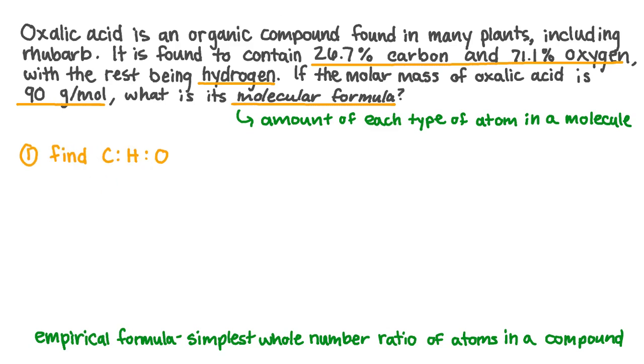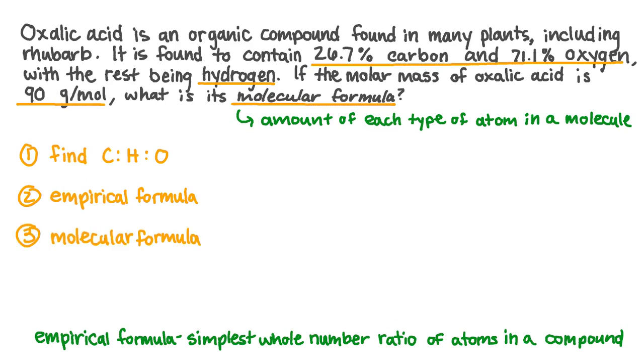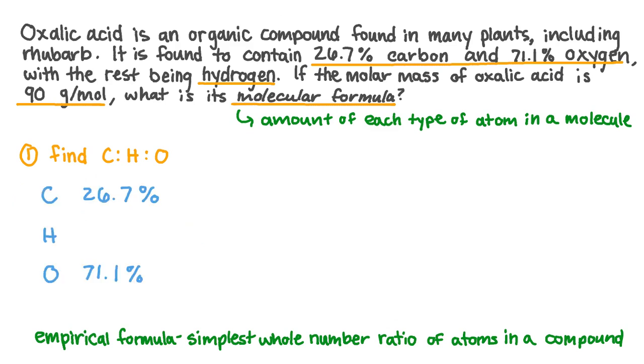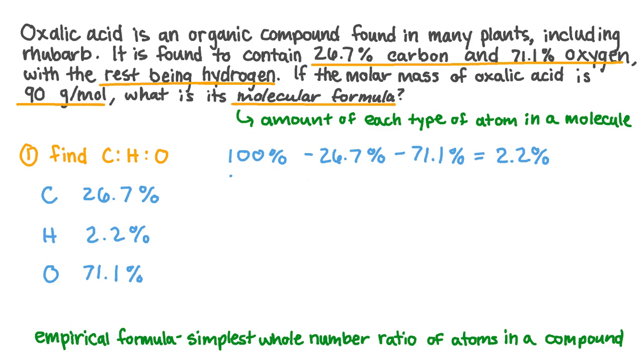So to solve this problem, we'll first find the ratio of carbon to hydrogen to oxygen that's in the compound, which we'll use to create the empirical formula. And then finally, we'll find the molecular formula. The problem tells us that our sample is 26.7% carbon and 71.1% oxygen. Since the rest of the compound is hydrogen, we can find the percentage of hydrogen in our compound by subtracting the percentage of carbon and oxygen from 100%, which gives us 2.2, so our sample is 2.2% hydrogen.